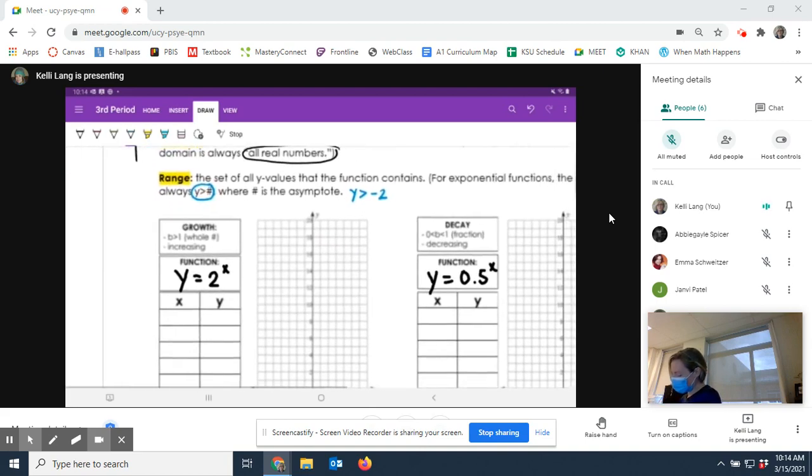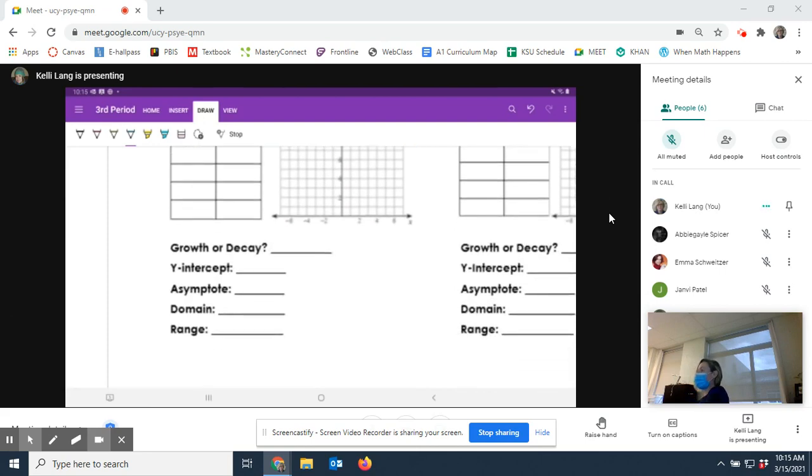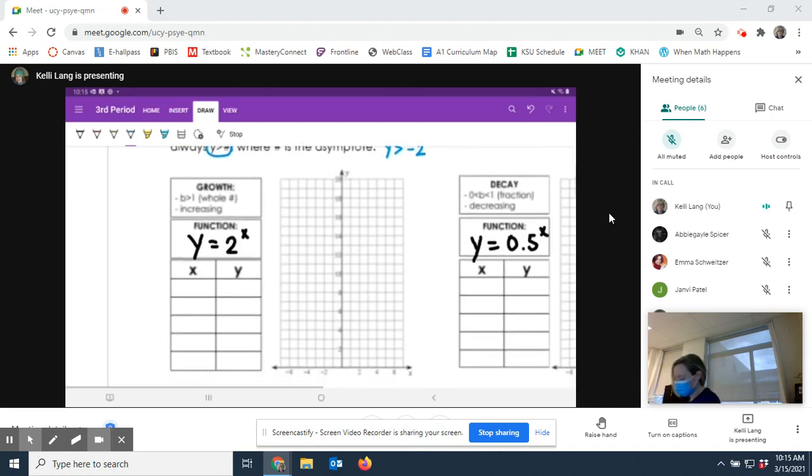In the first example, we are given the function y equals 2 to the x. We're going to do a lot of things here. We're going to build a table, we're going to draw a graph, and then we're going to answer a bunch of questions at the bottom about this graph and about this equation. So let's start with building our table.